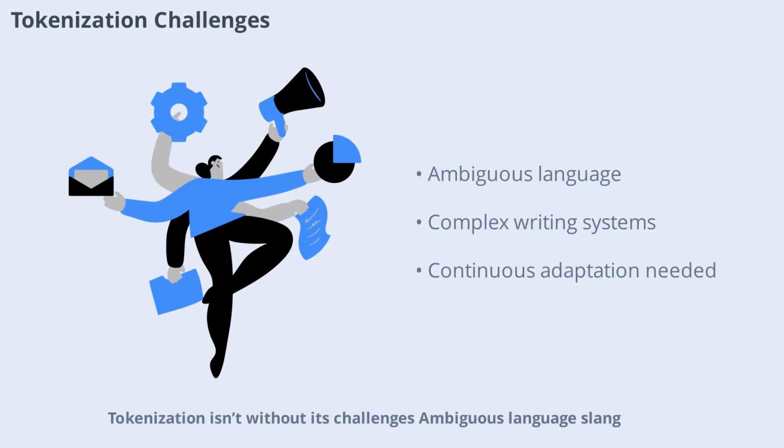Tokenization isn't without its challenges. Ambiguous language, slang, and evolving usage can make it difficult to define clear token boundaries. Different languages and writing systems add further complexity. Overcoming these challenges requires a combination of rules, machine learning, and continuous adaptation to new data. Despite these hurdles, tokenization remains a vital step in text processing.